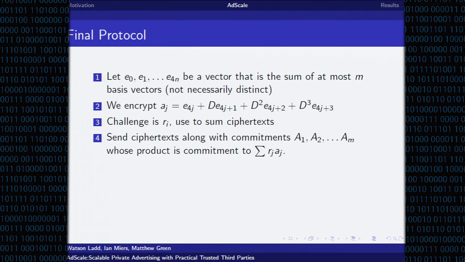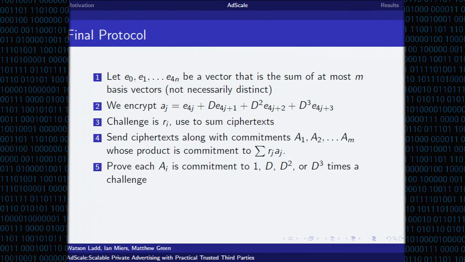Then we send the ciphertexts along with commitments. And the product of these commitments is a commitment to RJ times AJ, summed up. Then you prove that each AI is a commitment to 1D, D squared, or D cubed times the challenge. That's one of the RIs. There's a high probability the ciphertext is correctly formed if this proof works. That can be shown by just looking at zeros of linear polynomials.